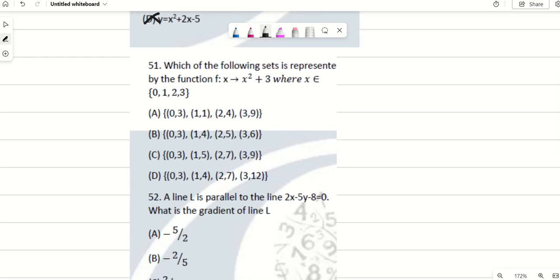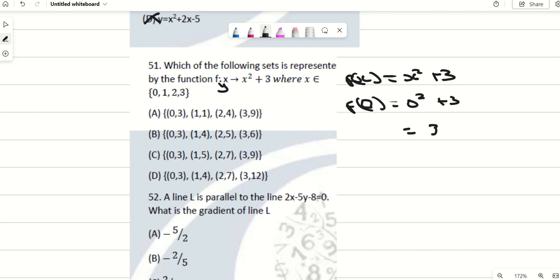Number 51: which of the following sets is represented by the function f of x equals x squared plus 3, where x is an element of {0, 1, 2}? They're telling you what x is and they want you to find y, which is what f of x is equal to. So f of 0 would be 0 squared plus 3, which is 3. So the first point is (0, 3). All of them have (0, 3), so it could be any one.